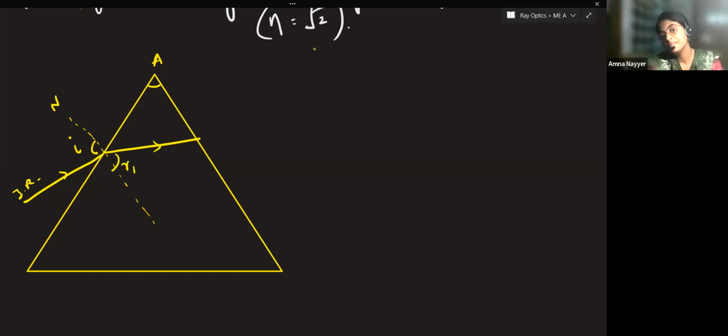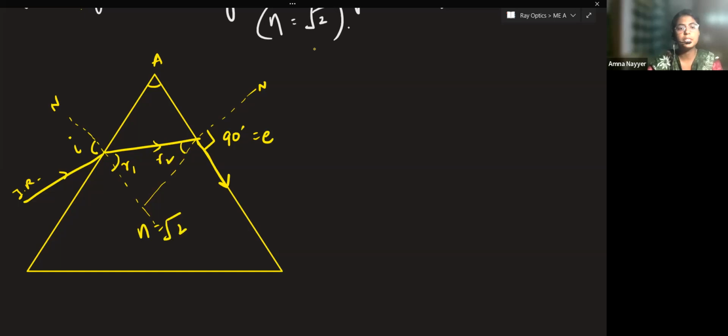Then it says it produces an emergent ray which just grazes along the adjacent face. It will not be refracted making a certain angle of refraction. If this is the normal drawn here, it is grazing the surface and the normal is making an angle of 90 degrees. So the emergence angle also becomes 90 degrees. This is R2. The refractive index of the prism is given as root 2.